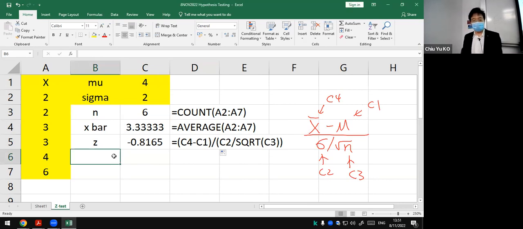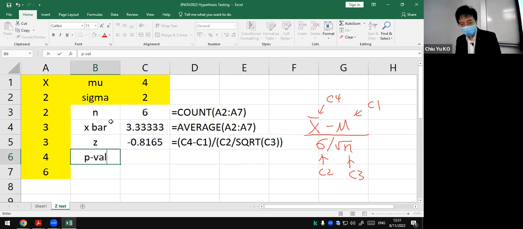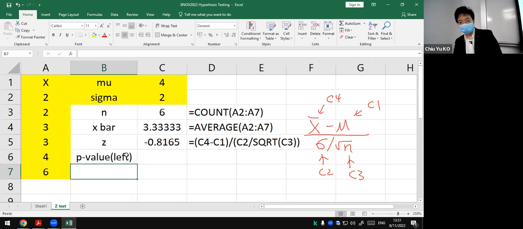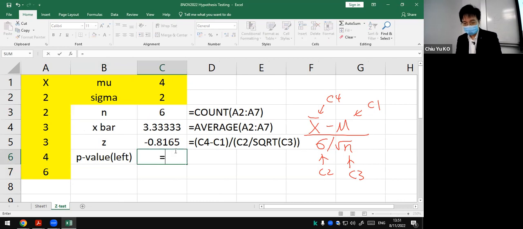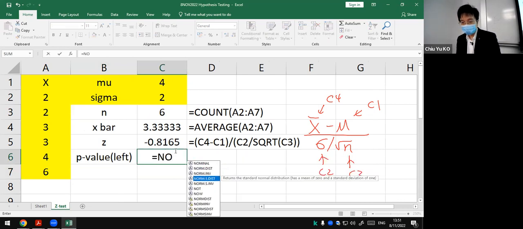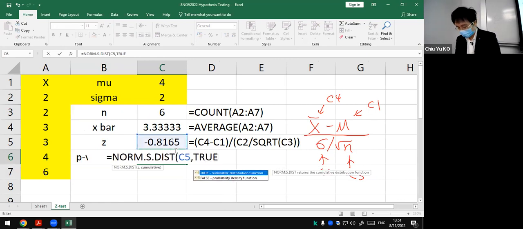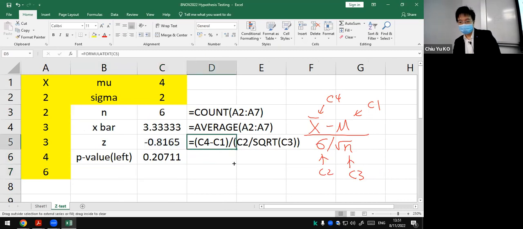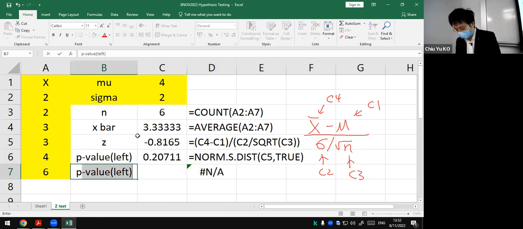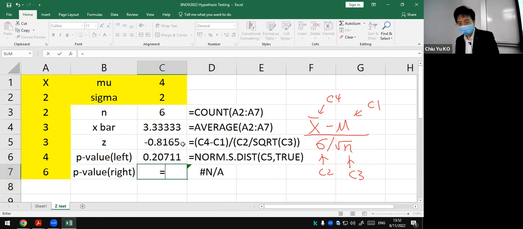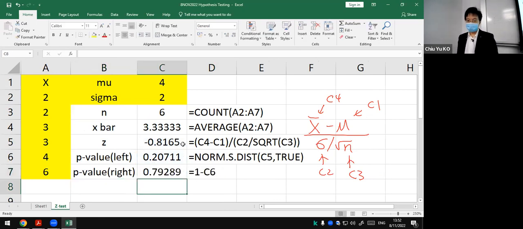Can you calculate the p-value? If you do the p-value for the left tail, it will be simply norm.s.dist of this guy. This is the value on the left. And if you do the p-value on the right, it will be just 1 minus what we have here.